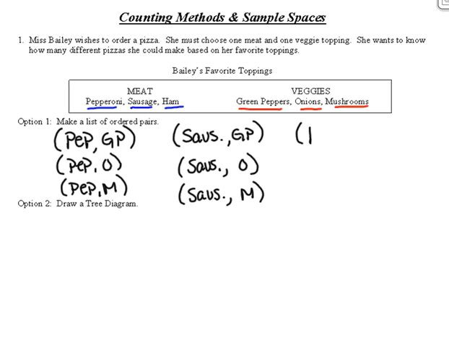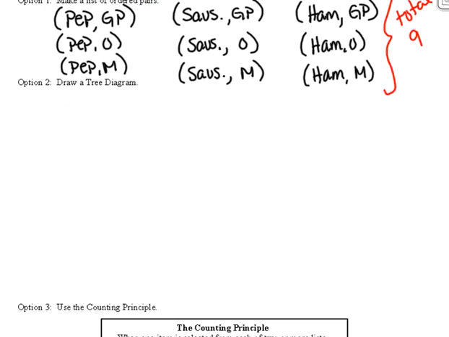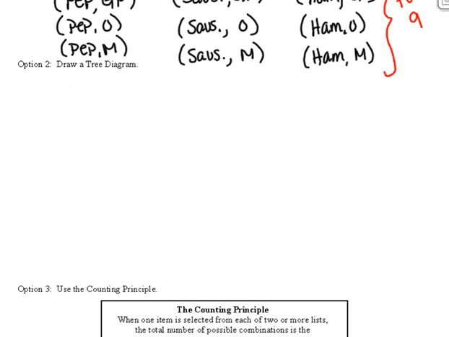could also have ham and green peppers, ham and onions, or ham and mushrooms. So as you see, if I used one meat and one veggie, I can make a total of 9 different pizzas, one meat and one veggie option. Now, instead of always having to list out the different options, we could draw a tree diagram to see all 9 of our options. And this is what I was showing you on Friday.